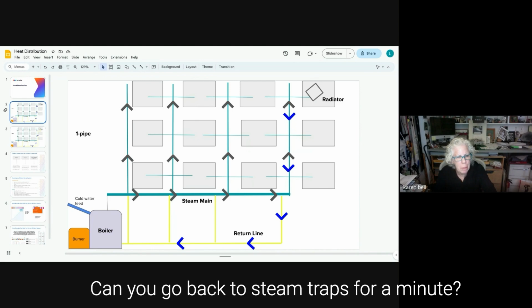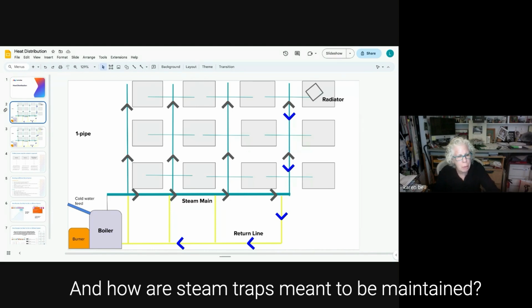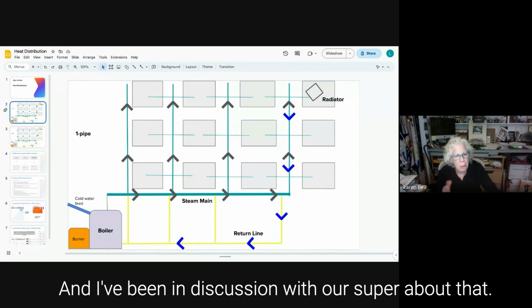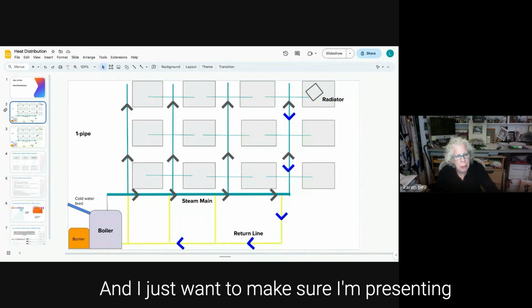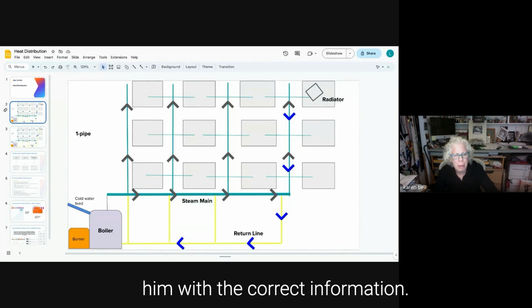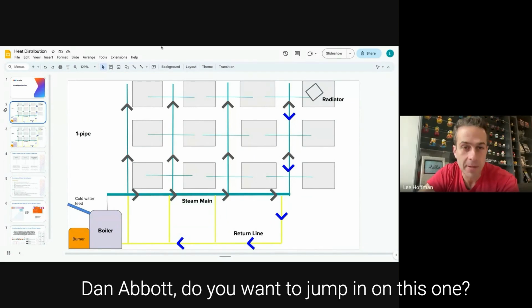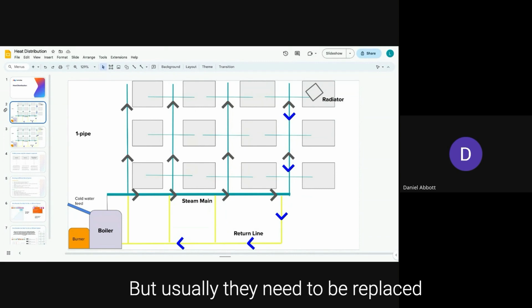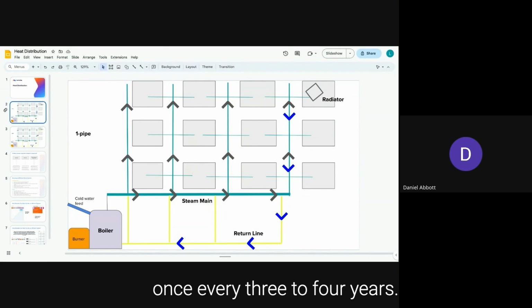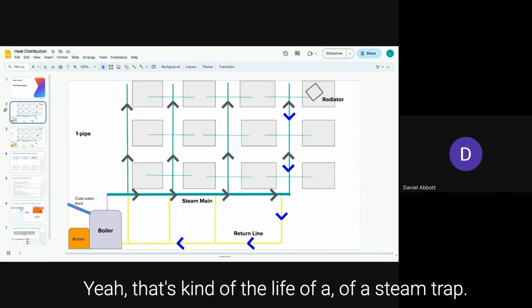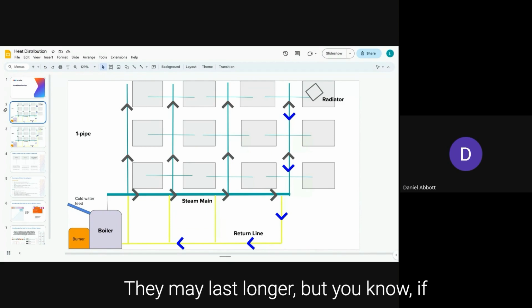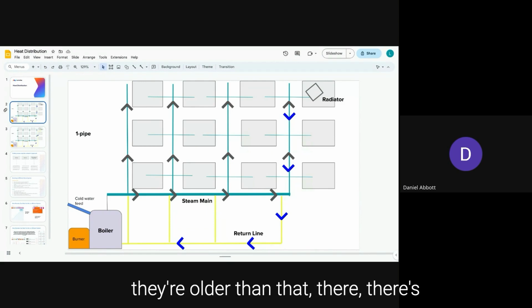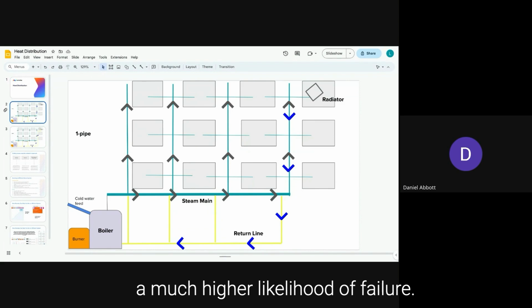Can you go back to steam traps for a minute and how are steam traps meant to be maintained? I've been in discussion with our super about that, and I just want to make sure I'm presenting him with the correct information. Dan Abbott, do you want to jump in on this one? Yeah, if possible, you want to check them every year, but usually they need to be replaced once every 3 to 4 years. Replaced? Yeah, that's kind of the life of a steam trap. They may last longer, but if they're older than that, there's a much higher likelihood of failure.